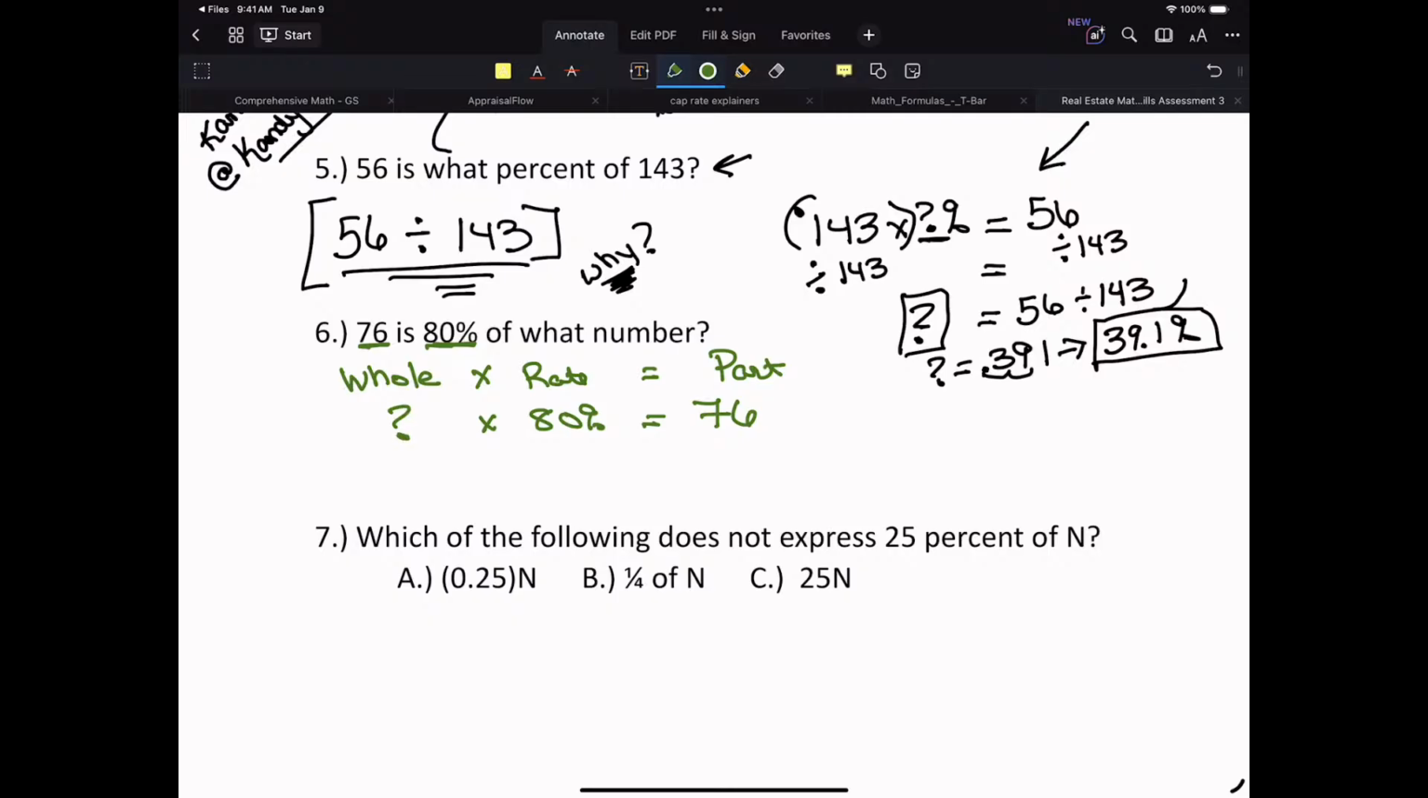So how do we solve for this? Again, we have to get the unknown by itself, which means we have to get rid of the 80% on this side. And what's the opposite of multiplying by 80%? Dividing by 80%, which means I'm going to divide by 80% here. So the answer is 76 divided by 80%. And when I do that, I get 95.